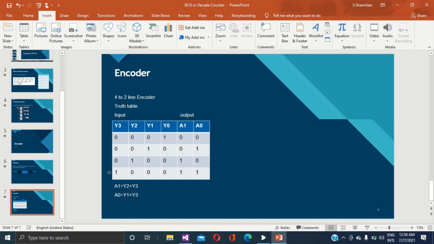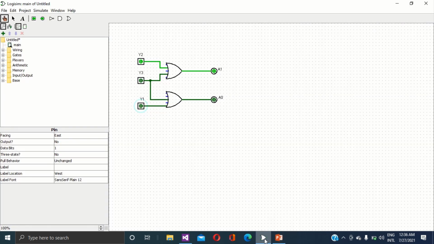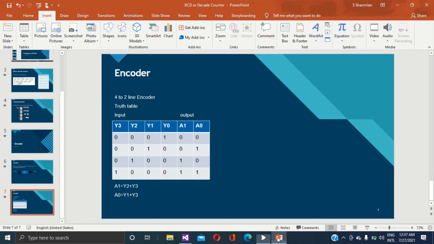Last one, y3 equal 1, y2 equal 0, y1 equal 0. Now I am going to change y3 equal 1, y2 and y1 both equal 0. See, my output is a1 equal 1, a0 equal 1. This is for the four line to two line encoder.